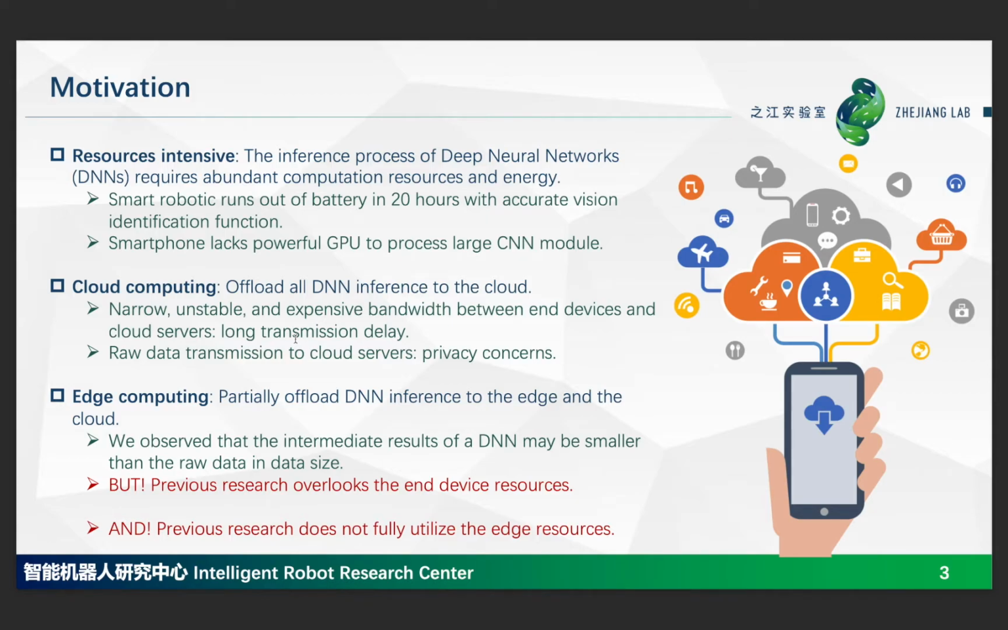Recently, we have a new computing paradigm, which is edge computing. We try to partially offload the DNN inference to the edge and the cloud. This is because we observe that the intermediate results of a DNN may be smaller than the raw data in size. But previous research overlooks the end device resources, and they do not fully utilize the edge resources.